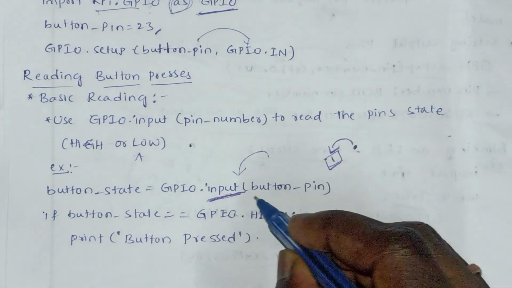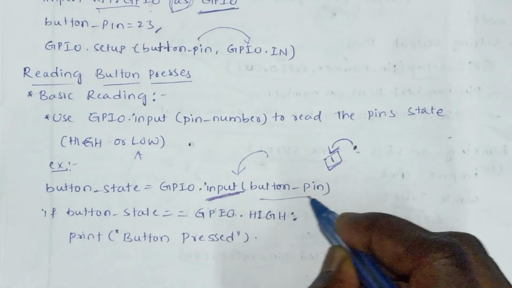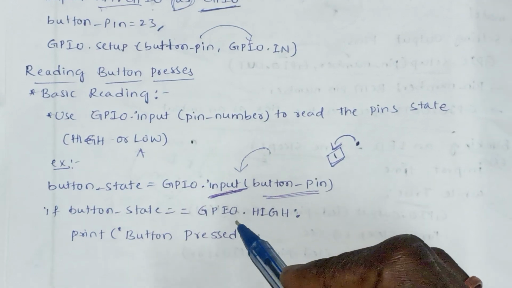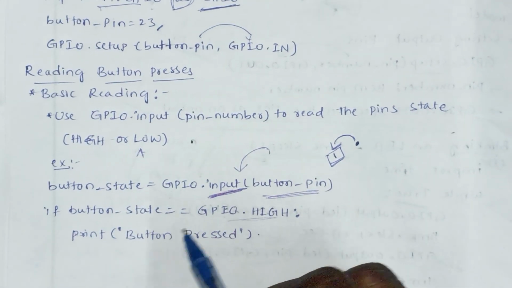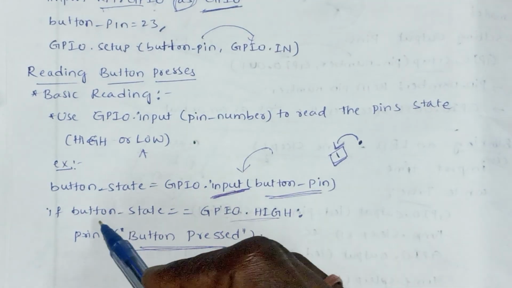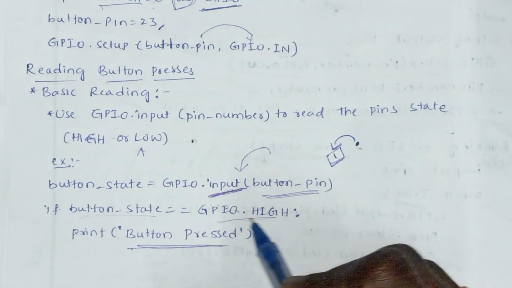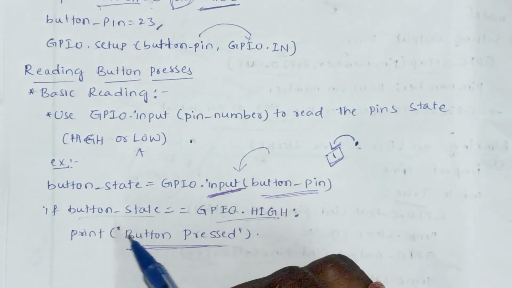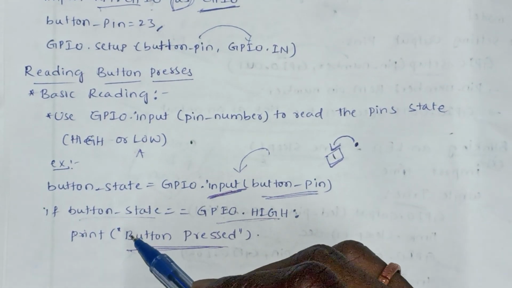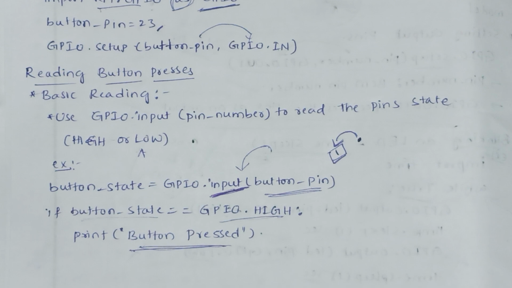That is GPIO.input(button_pin), the button number the user wants to give, and if button_state equals GPIO.HIGH, then it will print button pressed. Whenever the button state and GPIO.HIGH are equal, it will print button pressed. That's it. This is all about unit 4.